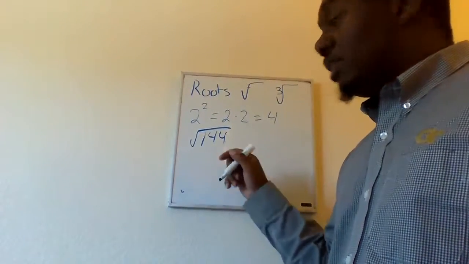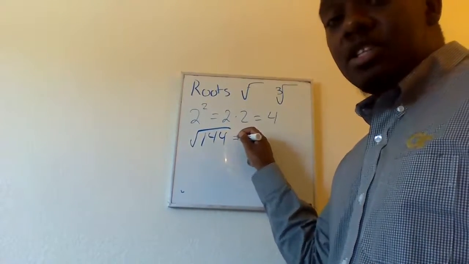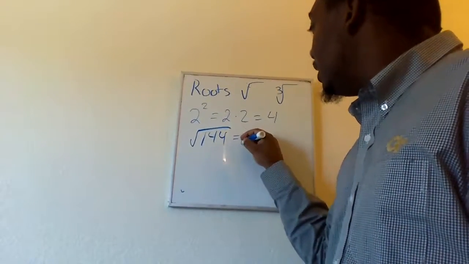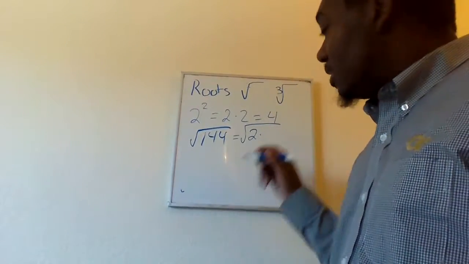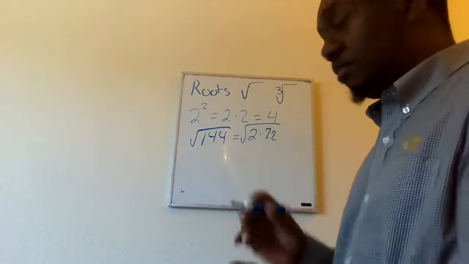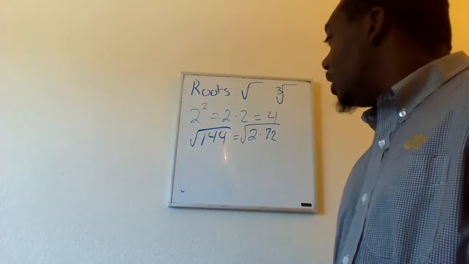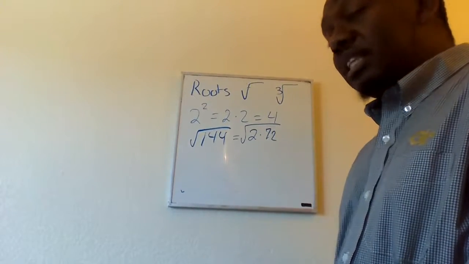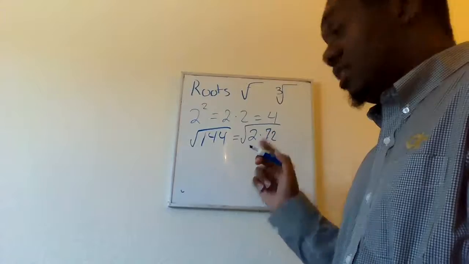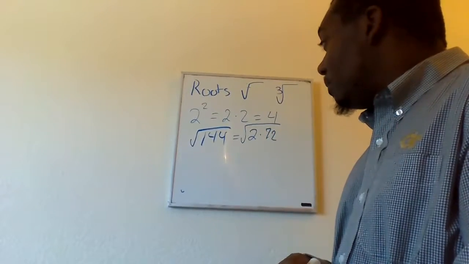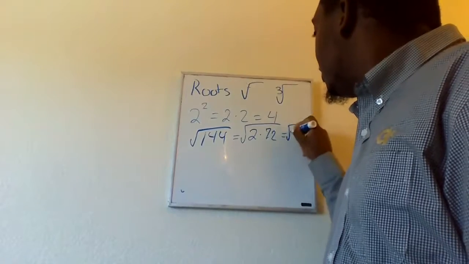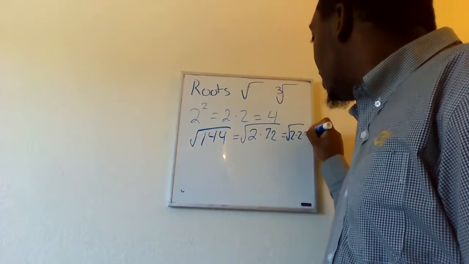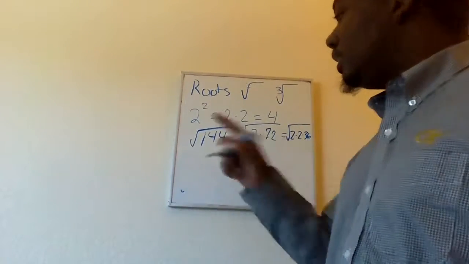Well, we know that this number is even, so it must be divisible by 2. That means that 2 times some number gives you 144. And the number happens to be 72. Okay. Well, we know that 72 is also even because it ends in an even number. So we can do the same thing there. And so we get the square root of 2 times 2 times 36. It's the same thing as the square root of 144.